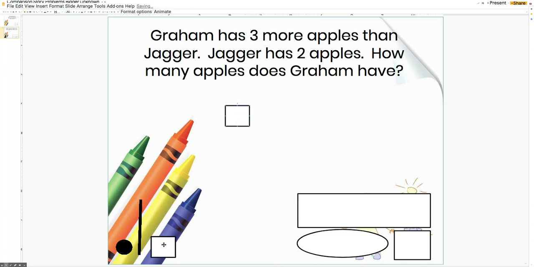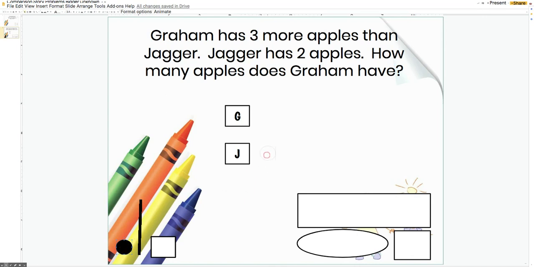So I'm going to start by bringing up my text boxes here. And I'm going to set one up for Graham, and I'm going to do a capital G for Graham. And I'm going to make one for Jagger for capital J. So now I know that we're going to have Graham's apples and Jagger's apples. Well, let's see what we know. Graham has 3 more apples than Jagger. Do we know how many apples he has yet? Nope, that's what we're trying to find out. So let's see if we can figure out how many Jagger has. Jagger has 2 apples. Do we know how many he has? We do. So let's represent that.